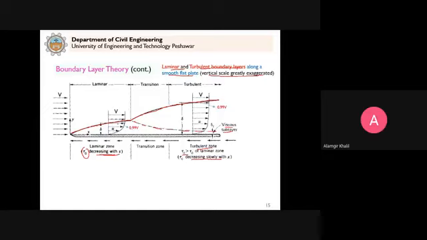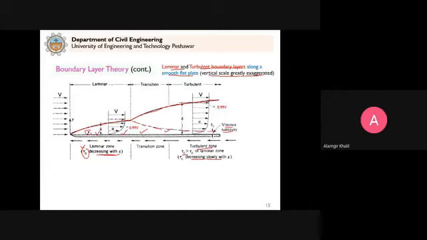Now in this case, for this boundary layer, we are interested in calculating the shear stress at any distance x. What is the shear stress here? What is the shear stress here? And so on. Because we want to calculate the friction drag forces.